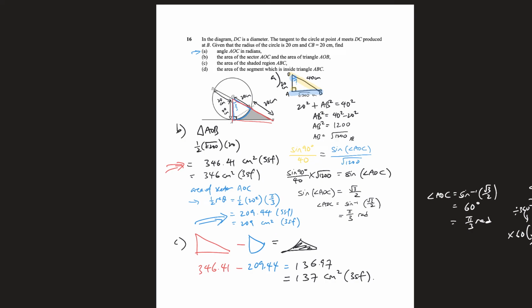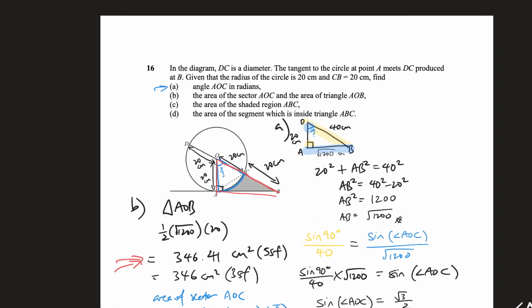Alright, for the last part of this question, 16D, it says, can you find the area of the segment which is inside triangle ABC? So let's look, triangle ABC. Oh, it's a triangle, so that's why they drew this dotted line here as well. So this is my triangle, ABC.